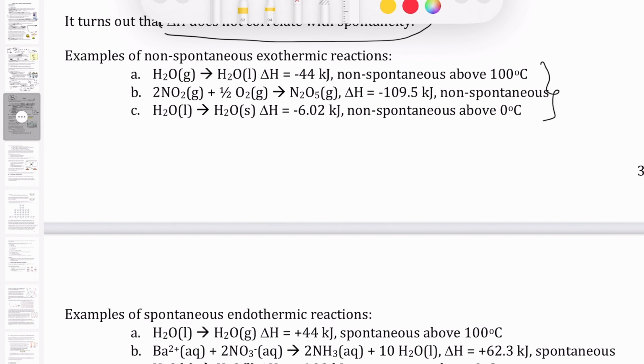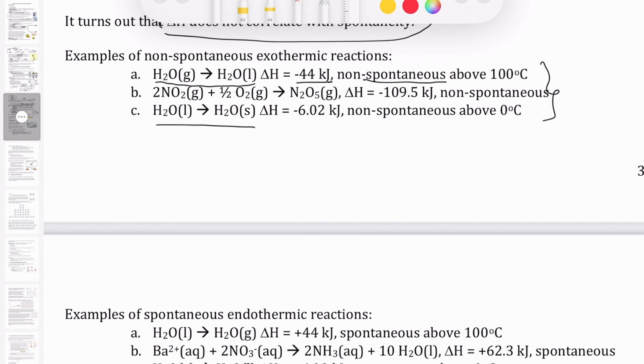These are all exothermic reactions, and as you can see, they are all non-spontaneous at some kind of condition. So for example, this one right here is just condensation of water going from gas to liquid, a negative 44 kilojoules delta H, which means it's exothermic, but it's not spontaneous. As you know, steam doesn't condense to liquid water at temperatures above 100 degrees. So clearly there's a condition where this reaction is not spontaneous.